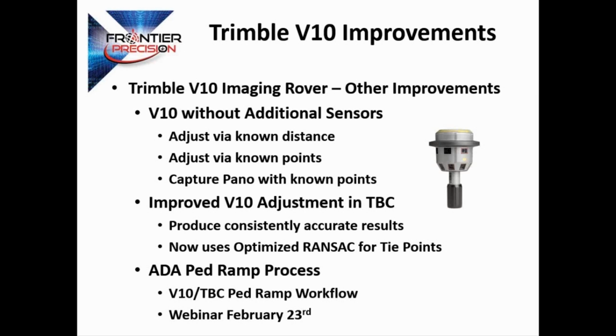And then there's also some improved adjustments within TBC. They're now using what's called a RANSAC, optimized RANSAC, a tie point collection, which will essentially allow me to collect more accurate data in a linear form. So if my information that I'm trying to collect is along, say, a riverbank or a roadway that is linear, I can still shoot those observations, collect the imagery with the V10, and TBC will do a much better job of tying those points and those photos together with more accurate, consistent results because it's using this technique.